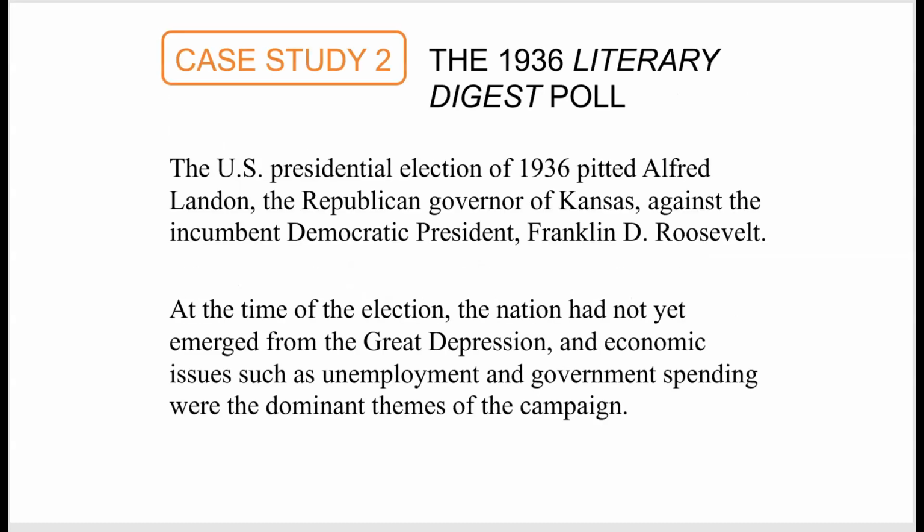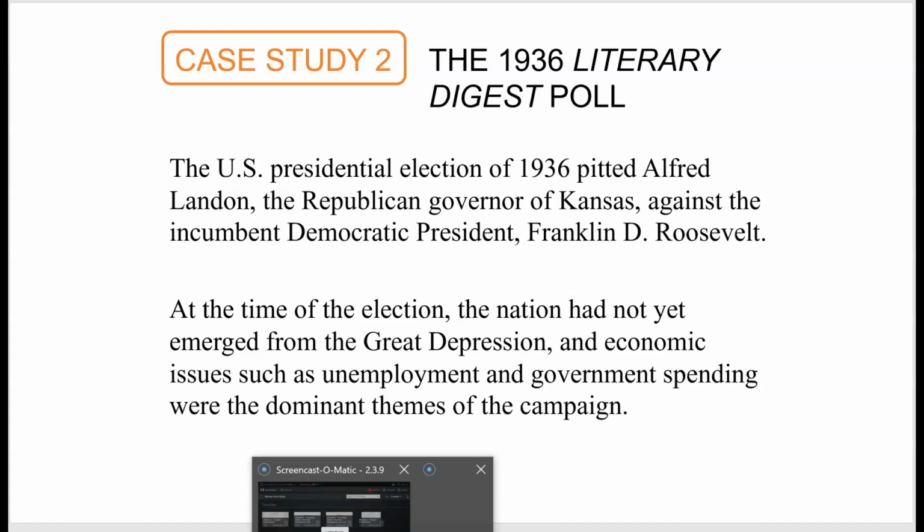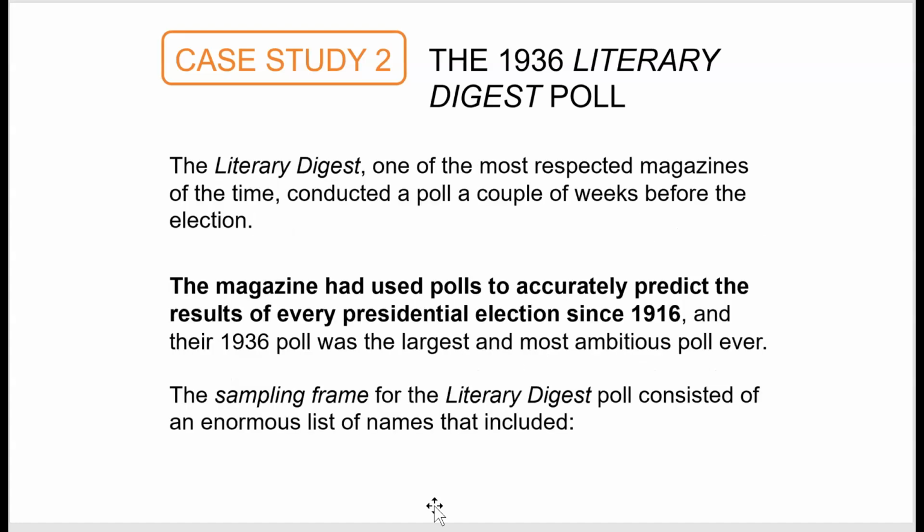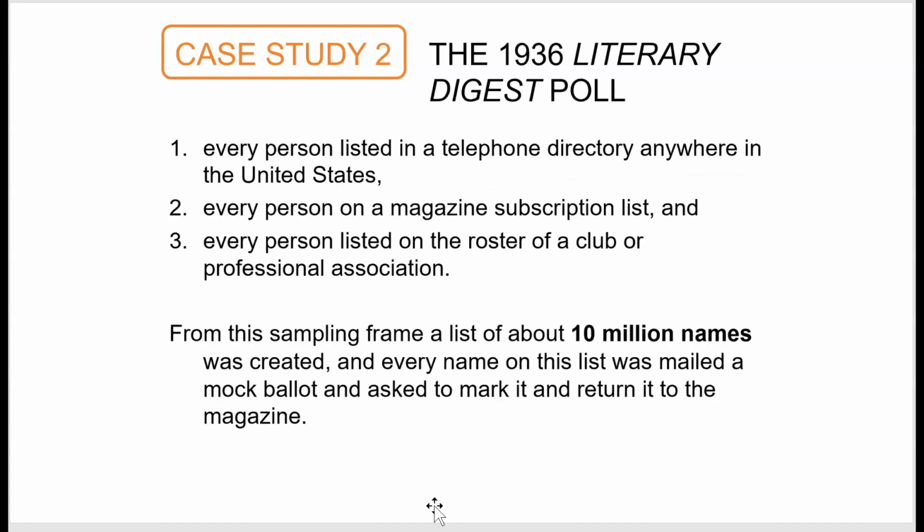Let's take a look at this example. The U.S. presidential election of 1936 pitted Landon versus Roosevelt. Now, this is a really famous poll. The Literary Digest was a huge magazine at the time, and they had used it to accurately predict the results of every presidential election for the 20 years before this poll was taken. So here's an enormous list of people. It had every person listed in the directory, every person with a magazine subscription, and every person in a club. They had 10 million names. Talk about a really big sample. And they mailed it out and asked people to mark it and return it.